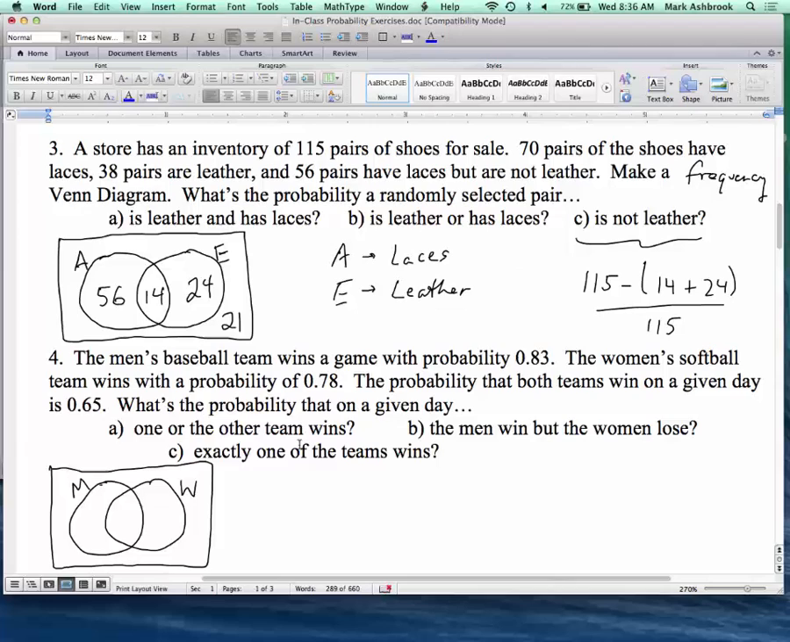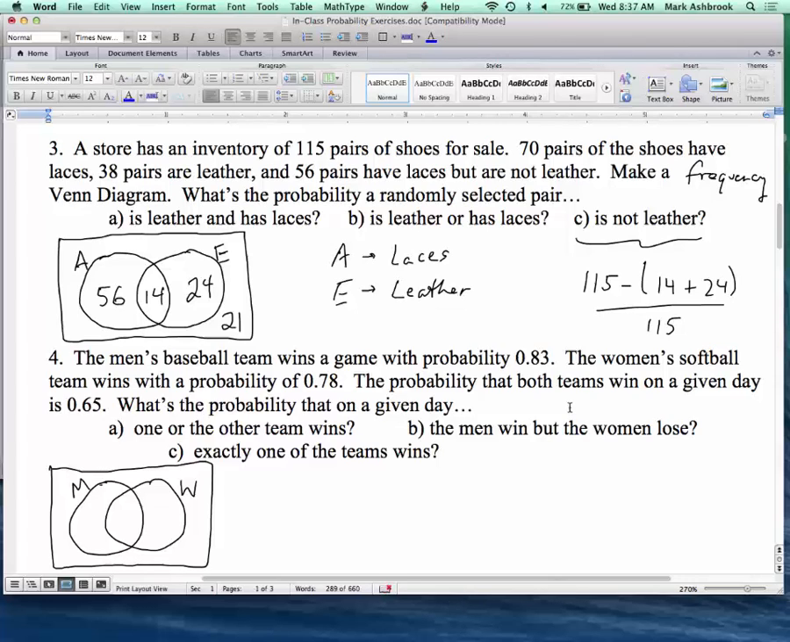Okay, so now let's move on to this one. So now we're going to make a probability Venn diagram. Men's baseball team wins a game with probability 0.83. The women's softball team wins with a probability of 0.78. The probability that both teams win on a given day is 0.65.